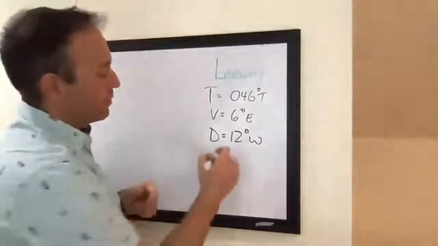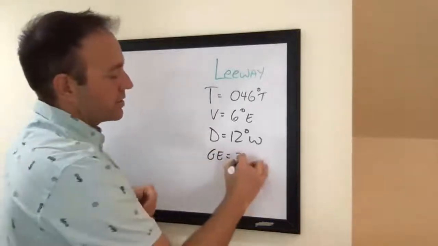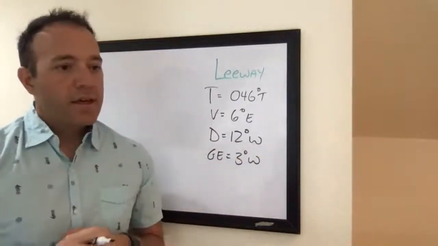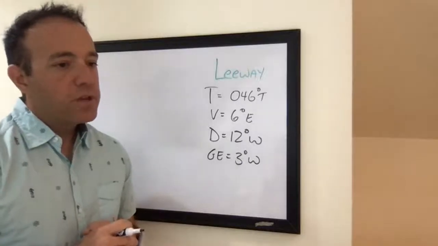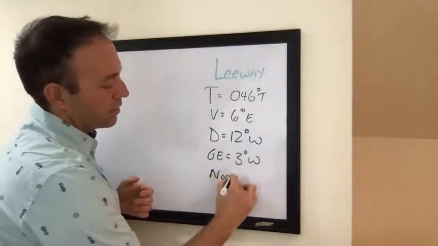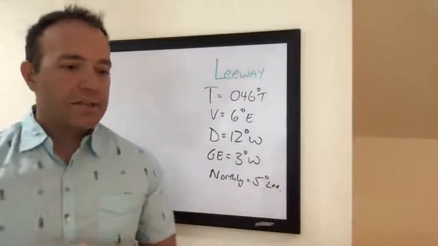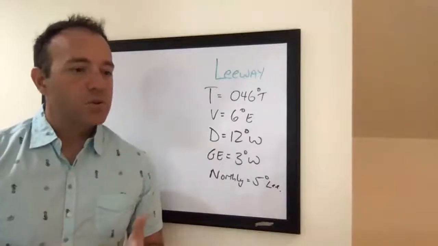The gyro compass error is equal to 3 degrees west. Okay, good to know. And a northerly wind produces 5 degrees of leeway. So northerly wind is 5 degrees of leeway. All right, so that's all the information that was given to us in the problem.